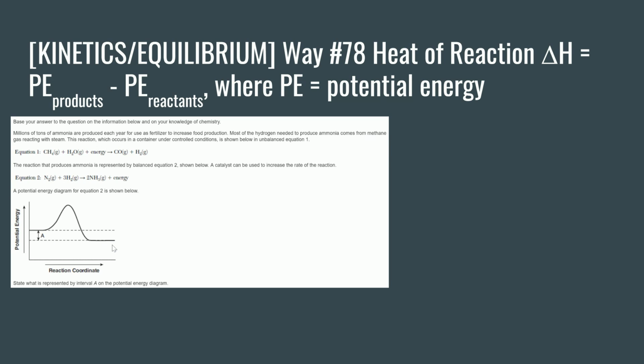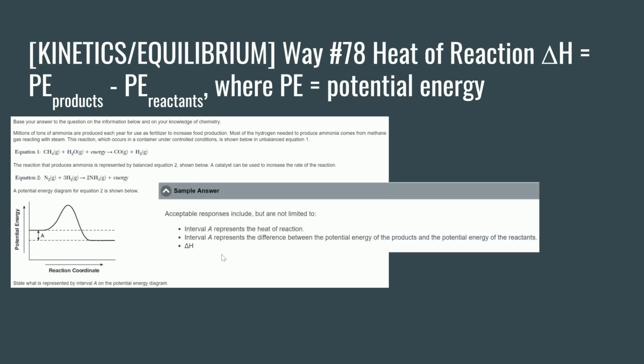So what is represented by interval A? Well, it's merely the heat of the reaction, or you could just simply write delta H. Interval A represents the difference between the potential energy of the products and the potential energy of the reactants. If you forget the exact term heat of reaction, or should you forget delta H?